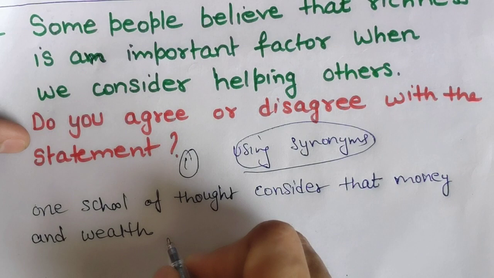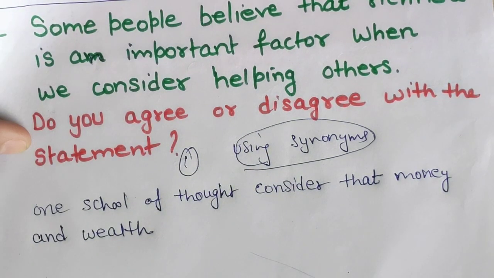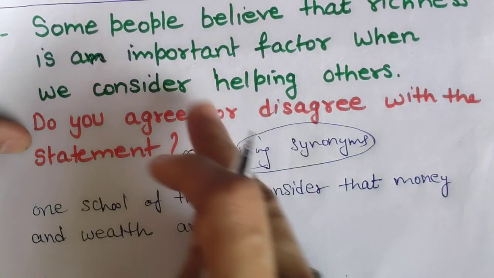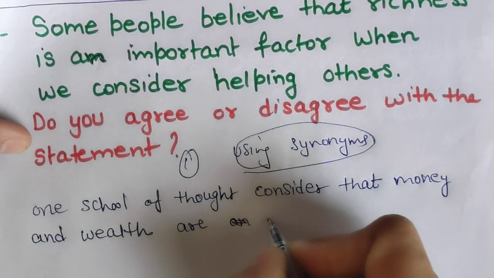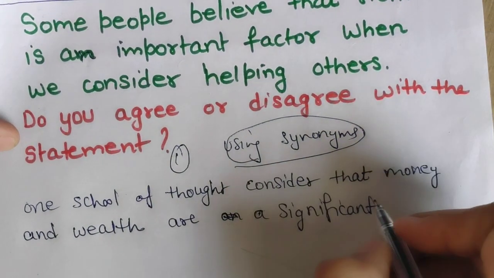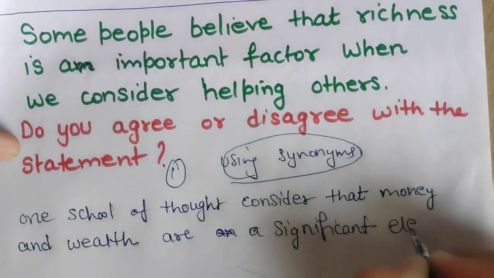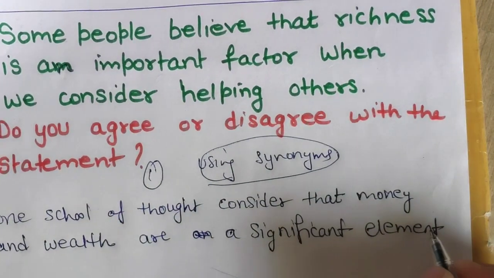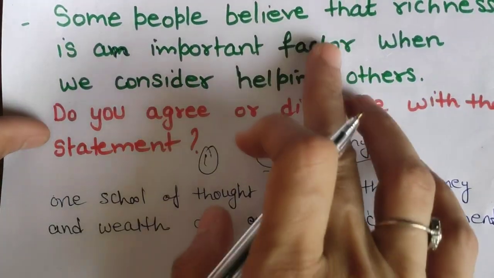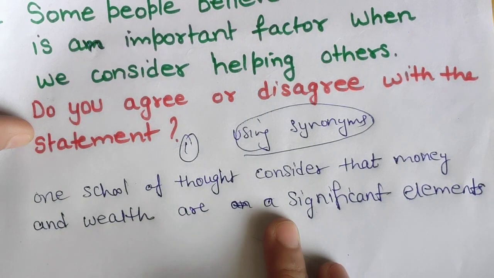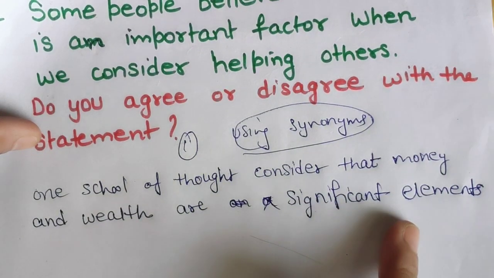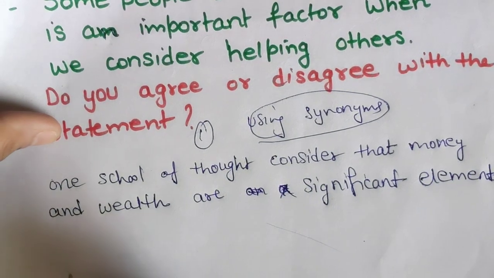Money and wealth are an important... instead of important we will be writing "significant". Instead of factor we will be using "element", because in IELTS reading also you must have seen this. The word factor is very common in reading. So: one school of thought consider that money and wealth are significant elements.